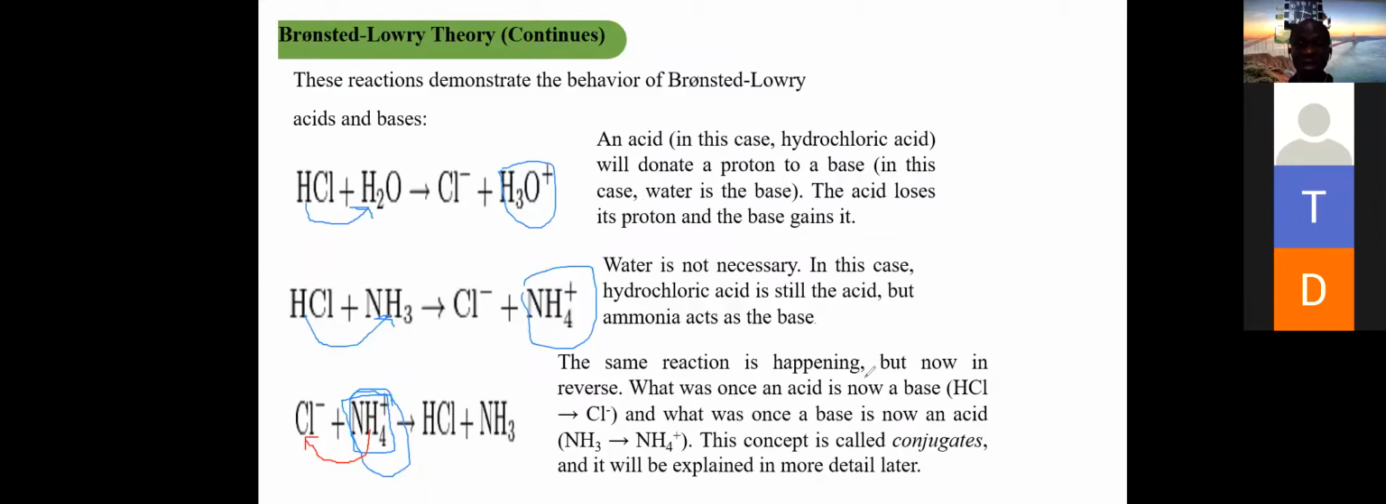You can see that in the third write-up I have here. So look at the middle reaction. I said water is not necessary. In this case, hydrochloric acid is still the acid, but ammonia acts as a base. Water is not necessary. And that's one of the strengths of the Bronsted-Lowry theory.